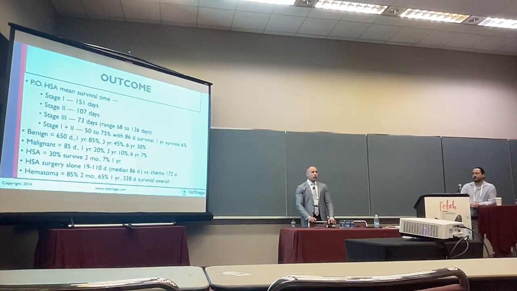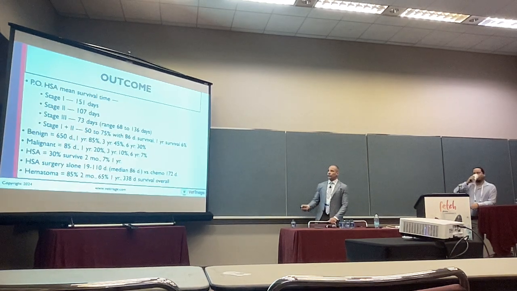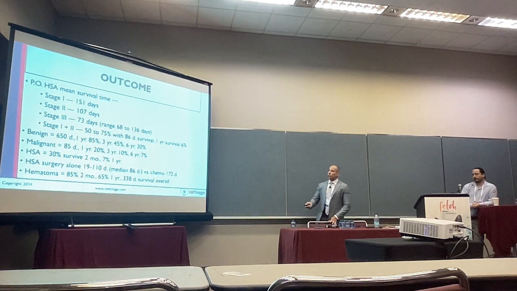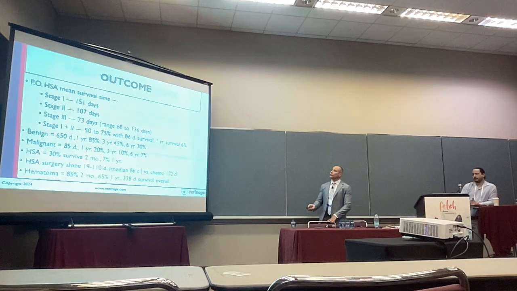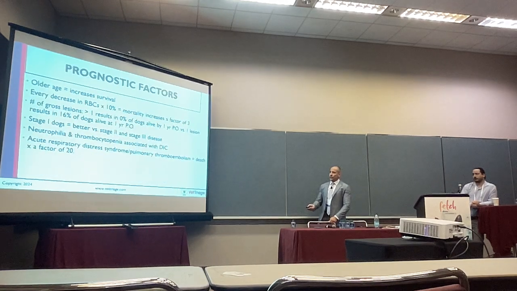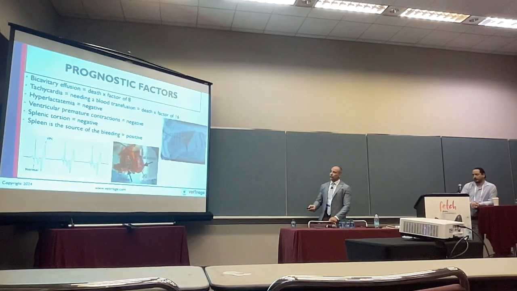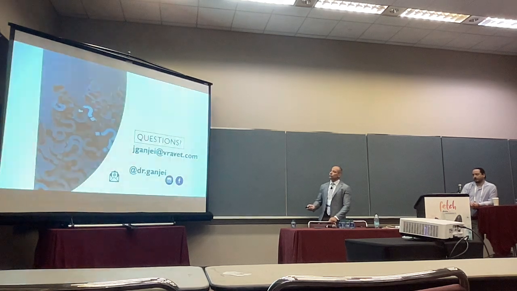And then another slide for your own information. This is kind of a general synopsis of the literature with regards to survival times. If folks want to take a picture of that, you're welcome to. This is specifically for hemangiosarcoma of different stages. And then there are other prognostic factors, again to help you with your client communication. Feel free to take a picture of the slide. All of this is related to splenic cancer specifically.